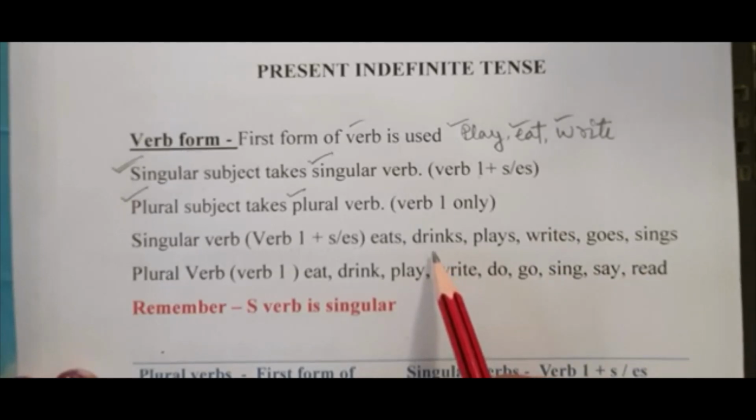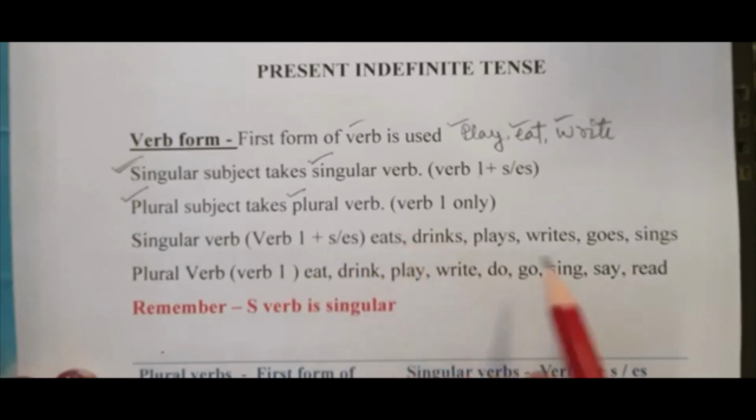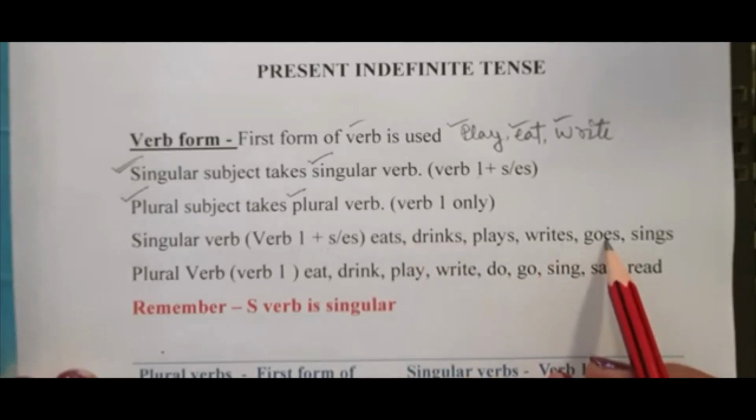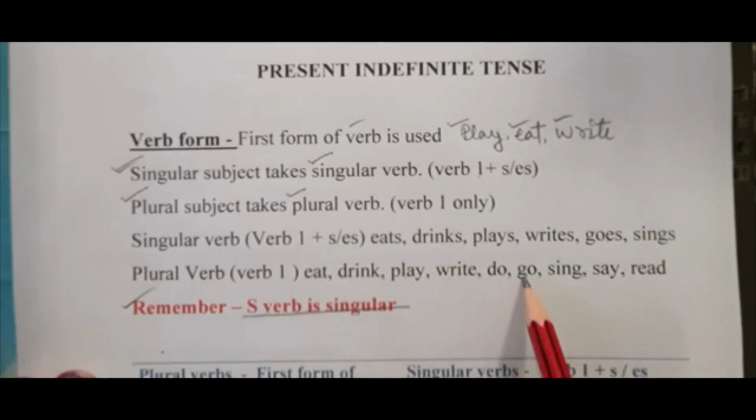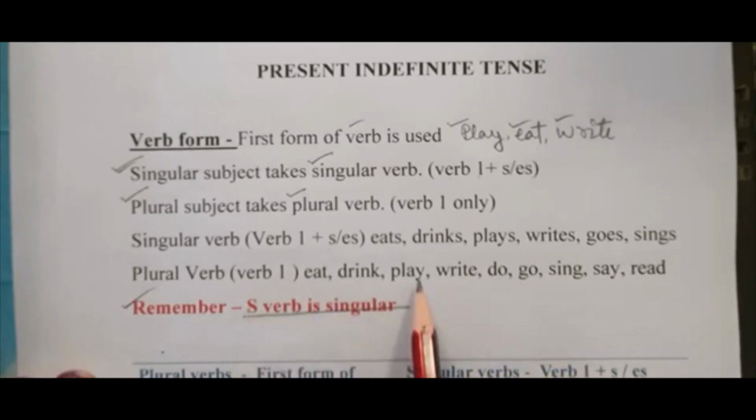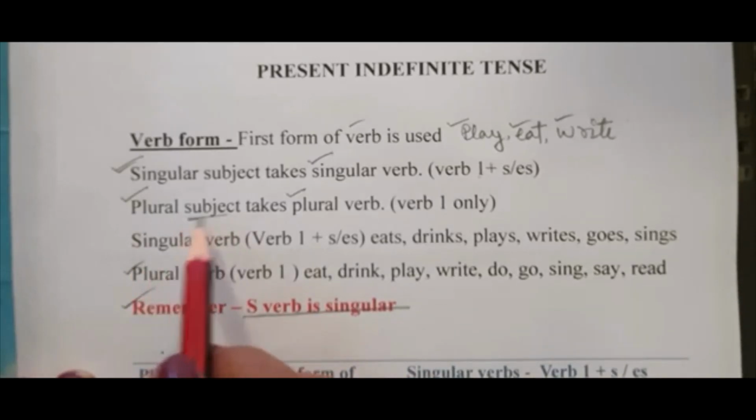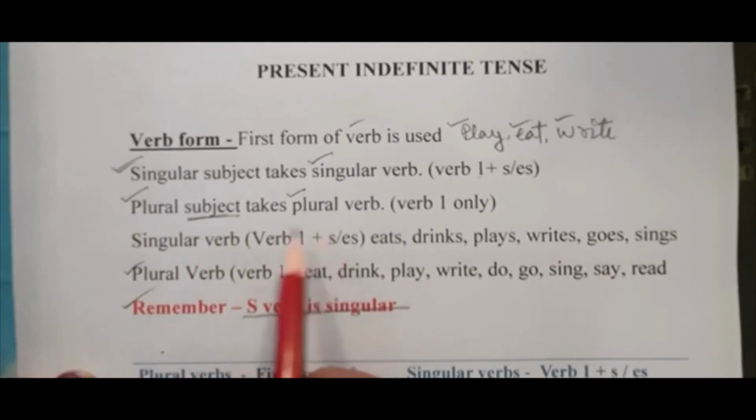Stands, sits, writes, learns. Okay, all the verbs which have s or es after them, they become singular verb. You can also remember that s verb is singular verb. This is easy to learn. And the verb which do not have s, eat, drink, play, write, do, go, sing, and all the verbs which do not have s or es, they are plural verb. And they are used with plural subject. Plural subject, I hope everybody knows. Books, tables, pencils, pens, examinations, teachers.